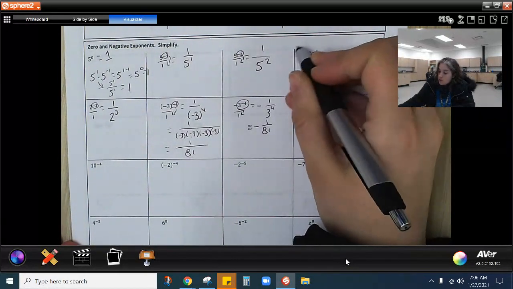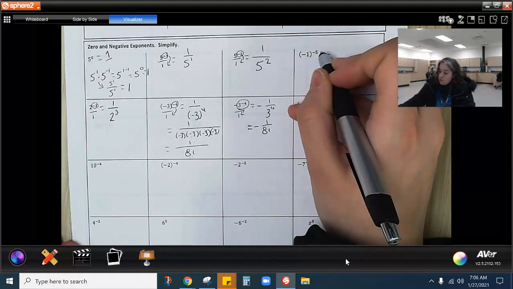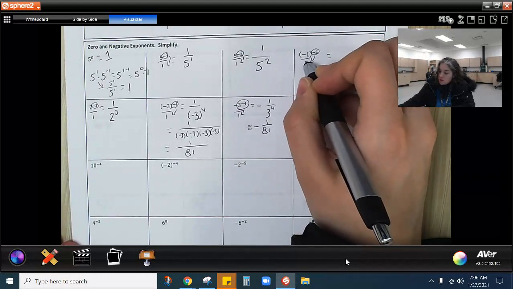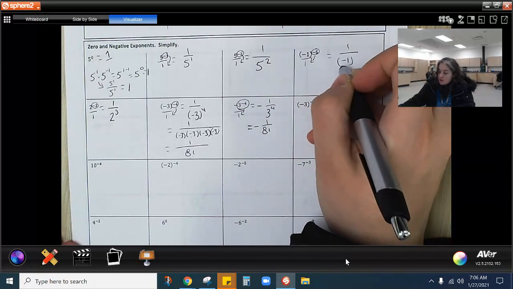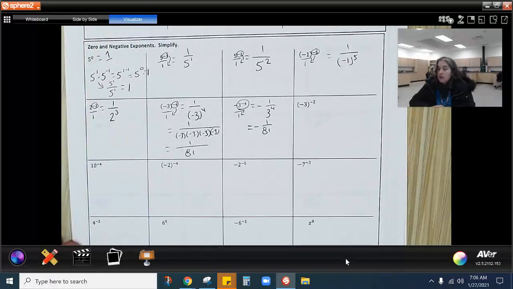I will do this one with you. So we've got a -5 here. That means that this whole thing needs to move to the denominator. So we get 1 over -1 to the positive 5th power. And again, you can take that further, but for now we're just playing around. Hopefully it's fun to you. Right now we're just working on our negative exponents.